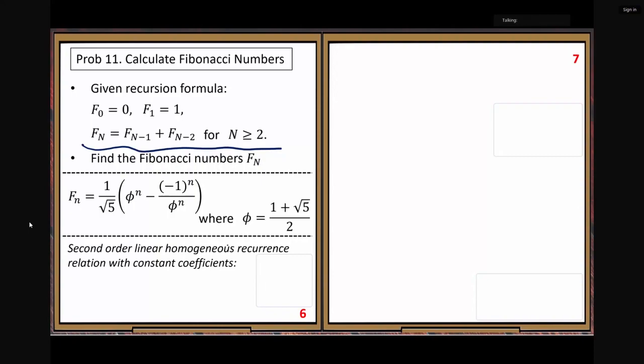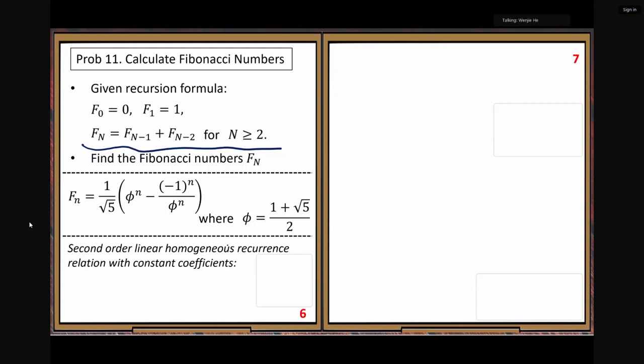Homogeneous. So the given equation is homogeneous, so we do not need to do conversion. We do not need to do anything to make the constant term disappear.